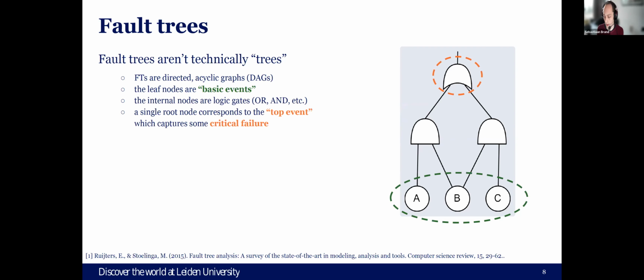And there's a single root node, which is the top event. And this usually captures some critical failure of the system. And then usually with each basic event, there's either a probability or a probability distribution associated.